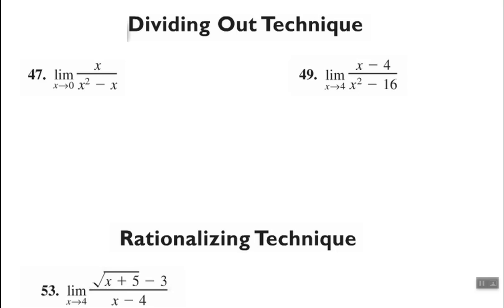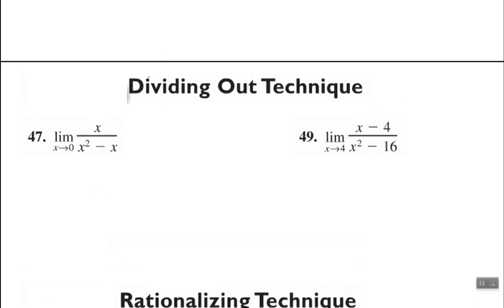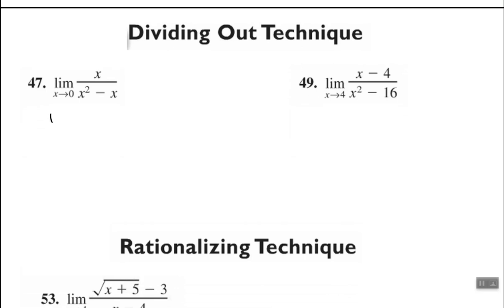So I'm going to take this and factor my denominator. So x squared minus x, I'm going to factor out an x. Gives me x times x minus 1. And then I'm going to cancel the x's in my numerator and my denominator, this x with that x. So now I have the limit of 1 over x minus 1 as x approaches 0.